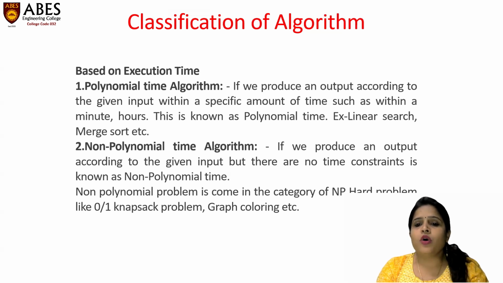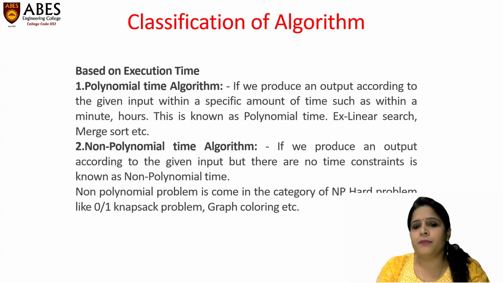The second one is the non-polynomial time problem. That is the second category of algorithm, called harder problems. On the basis of their complexity, these are problems which take exponential time to solve, but can be verified in polynomial time. So these kinds of problems come in the category of non-polynomial time problems.